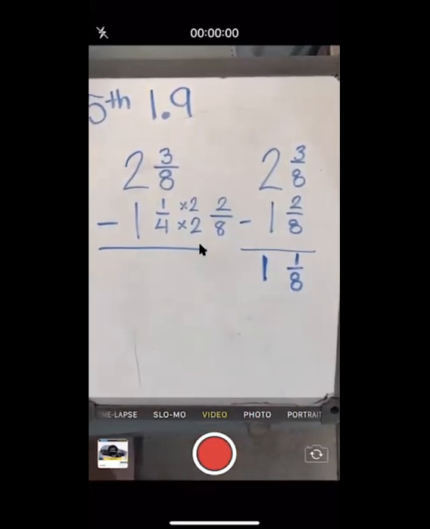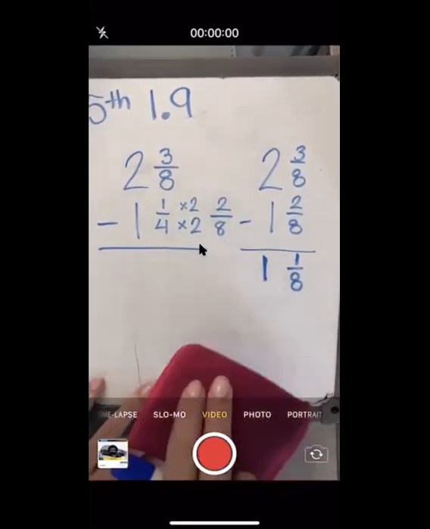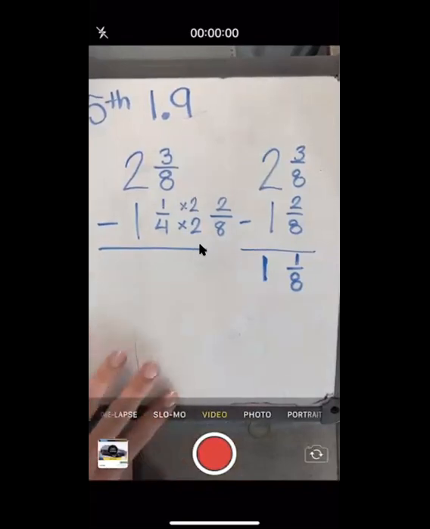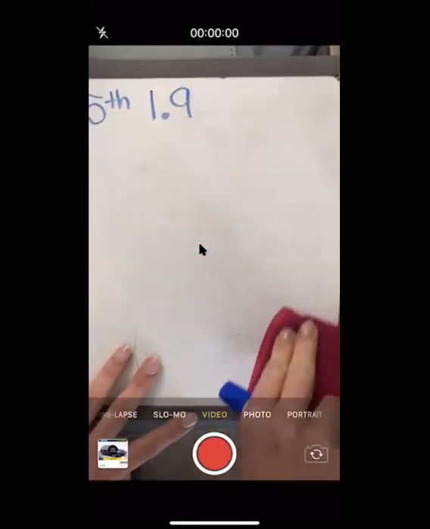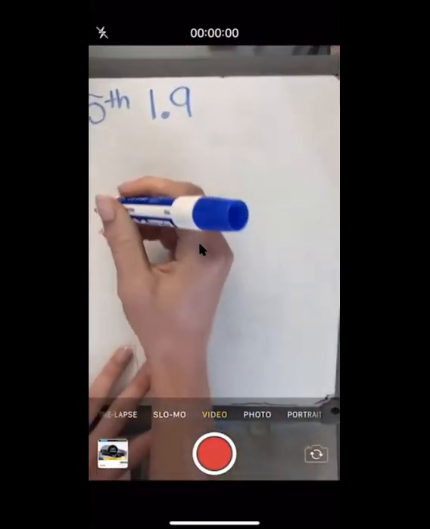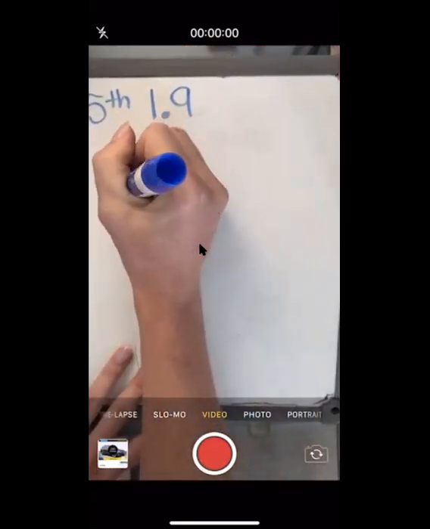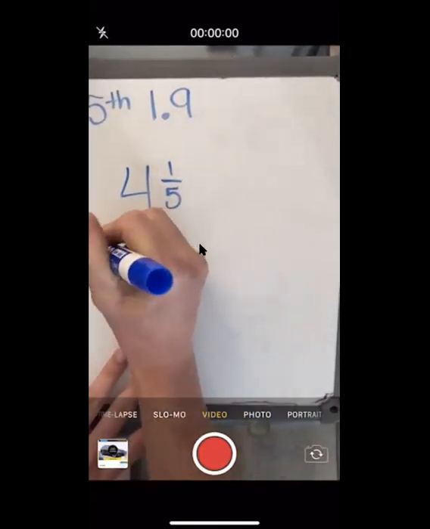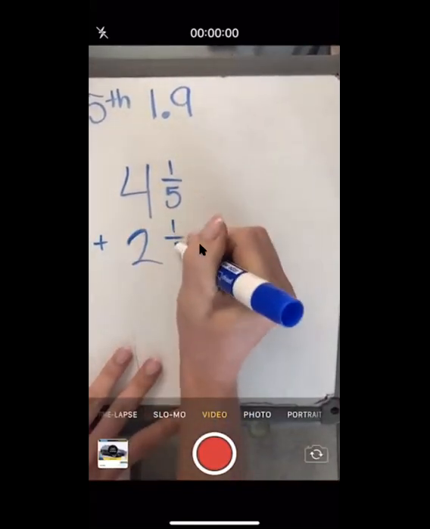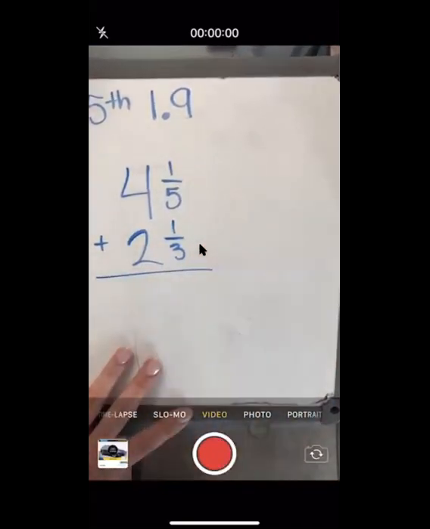Okay, so now I'm going to go to another problem. It's easy to find a common denominator when they're multiples of each other. So now I'm going to do one where you're going to have to search a little bit harder for a common denominator. So now you're going to have 4 1/5 plus 2 1/3. I want to give you a quick second in your notebook to see if you can solve this on your own, and then we'll talk about it, okay?